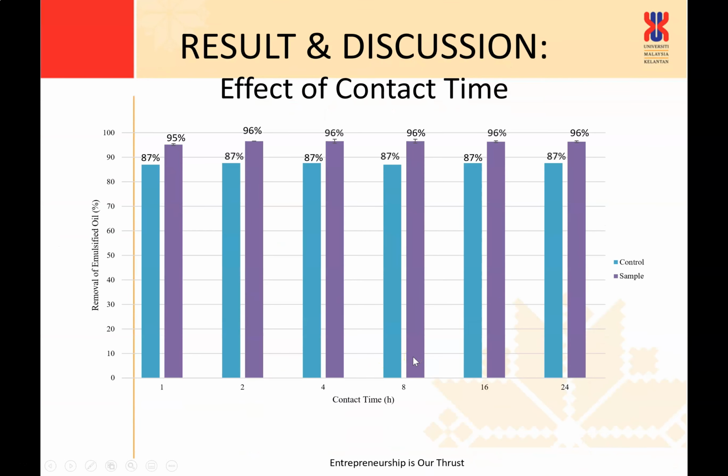Okay, the figure shows the percentage of emulsified oil removal with different contact times of 1, 2, 4, 8, 16 and 24 hours. The highest percentage removal with the carbon was 96% after 2 hours contact time. Therefore, it can be represented as 6 mg of emulsified oil remaining and considered as permissible compared to the standard, which is 10. Therefore, 2 hours contact time was selected for the next experiment.